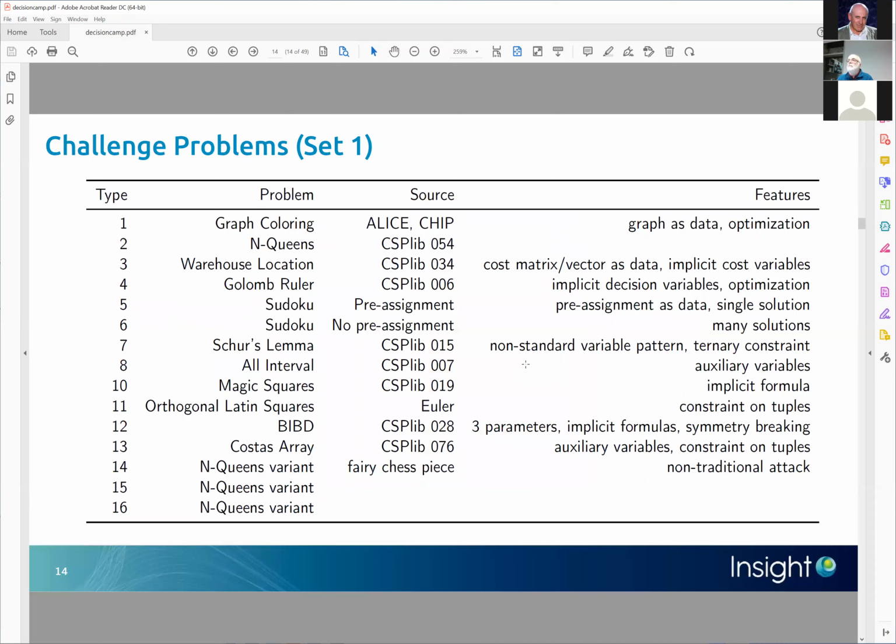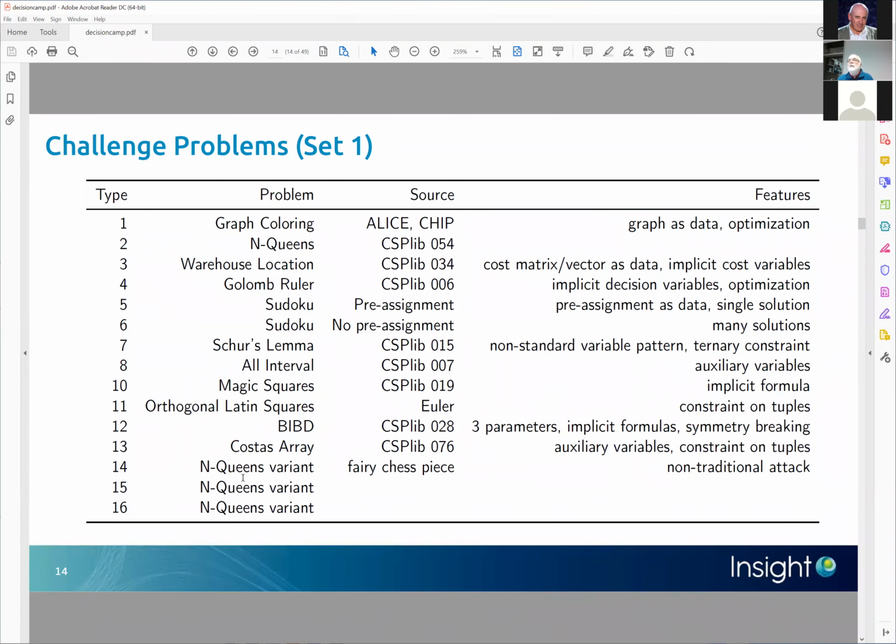And here are the problems which were in the first set. And you'll see that most of those are kind of puzzles and smaller kind of problems. But okay, there's graph coloring, there's warehouse location. There are things like BIBDs, so block designs, which are important for experiment design. Costas array, again, has some applications in experiment design. Orthogonal Latin squares, so more combinatorial structures. And these things were basically presented as the challenge problems.